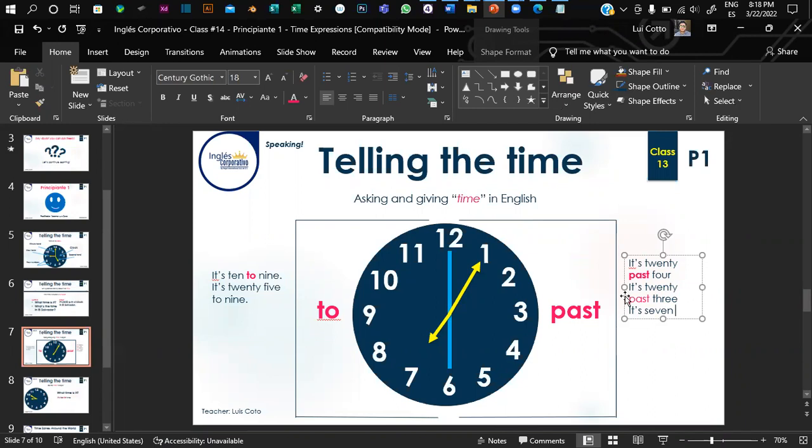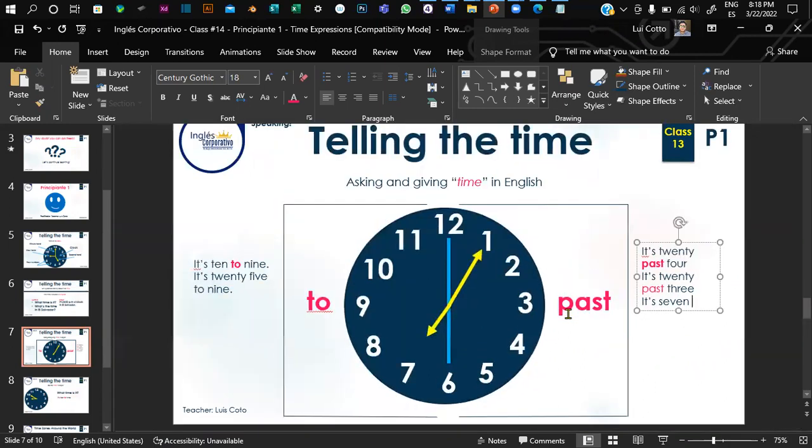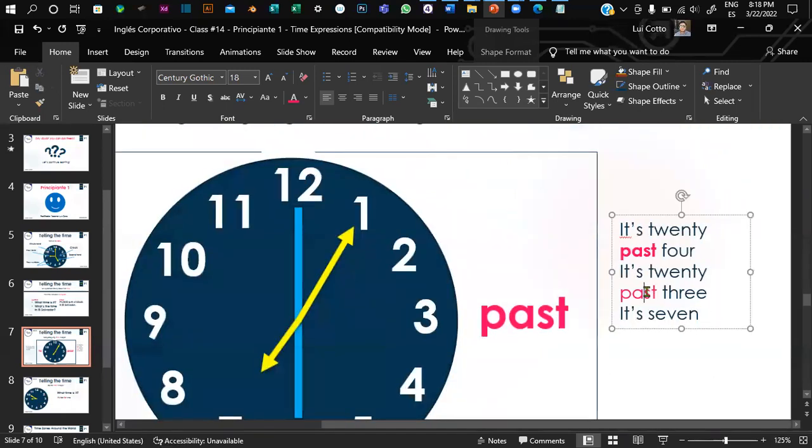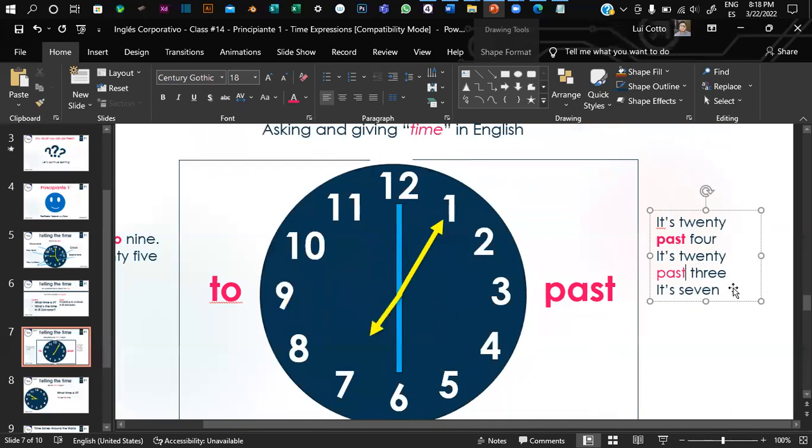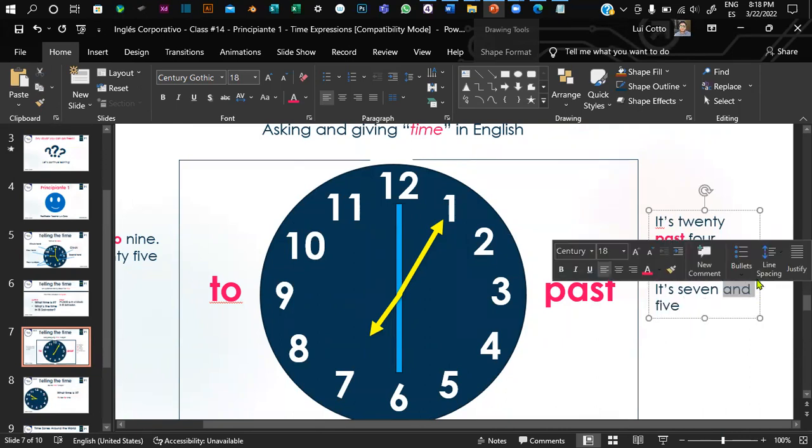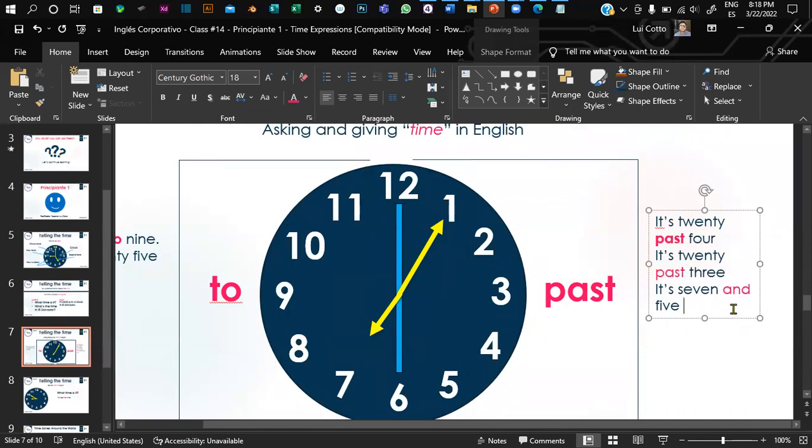No, it's not 2, because it is not on this side, it's not on that two side. Five. Okay, teacher, two, and we have to say past all the time? I can say past. It is correct, but you can say it's 7 and 5. This is another option. And yes, and 5.